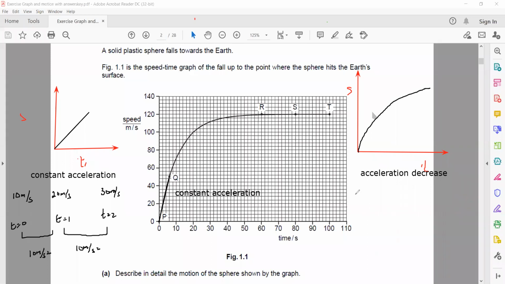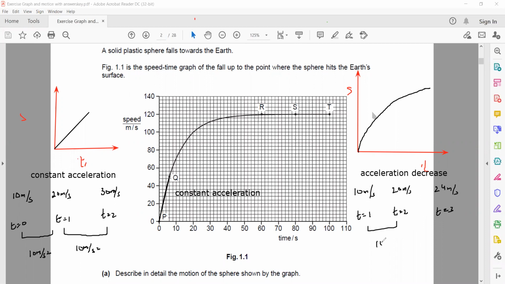How? For example, if originally the speed was 10 meters per second when time is equal to 1, then it becomes 20 meters per second when time is equal to 2, then it becomes 24 meters per second when time is equal to 3. So what is the acceleration for the first part? The change in velocity divided by time.